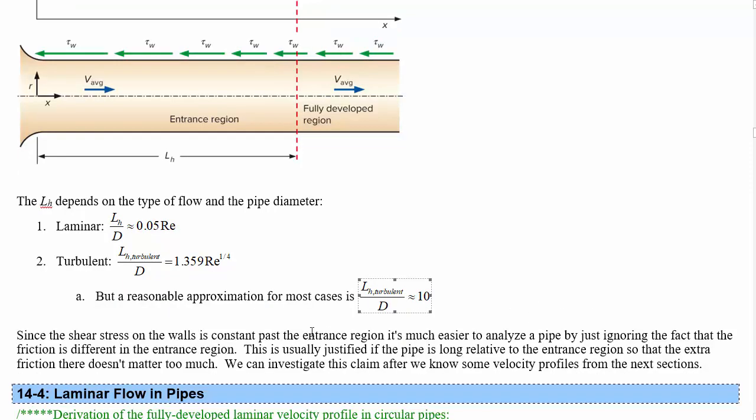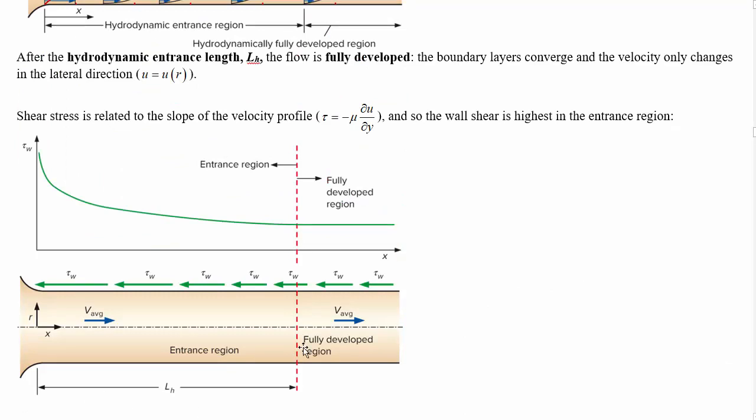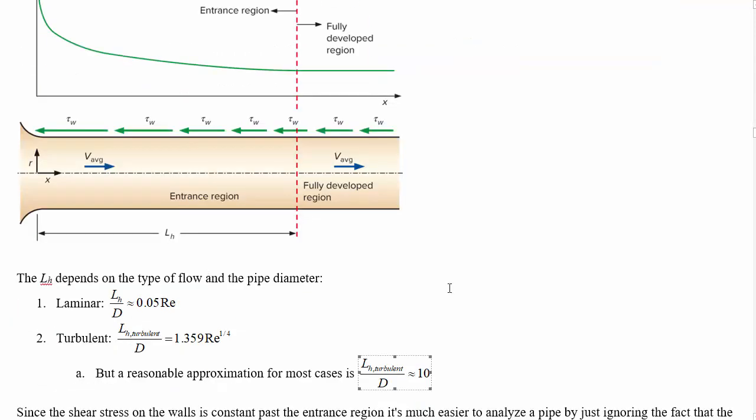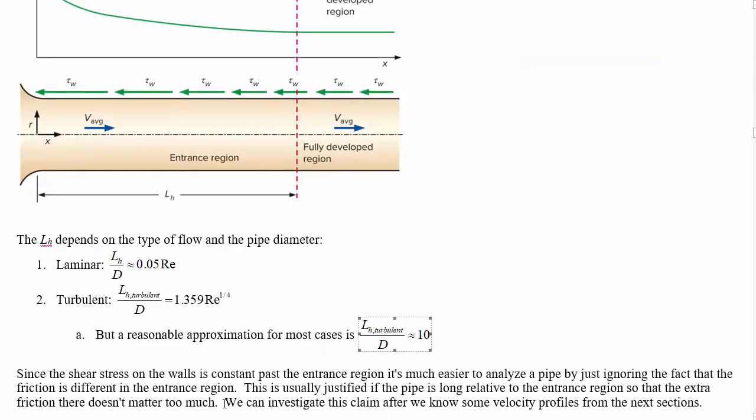Shear stress on the walls is constant past the entrance region, so this makes it a lot easier to analyze the pipe if we just ignore the entrance region and say, well, that's probably not a long section of the pipe anyway, so let's take the total length as being fully developed the entire time, ignoring the little bit of extra shear stress that we've got in the entrance region. So the friction that we calculate using this estimate is going to be an underestimate because we are not accounting for this extra friction on the walls of the pipe in the entrance region.